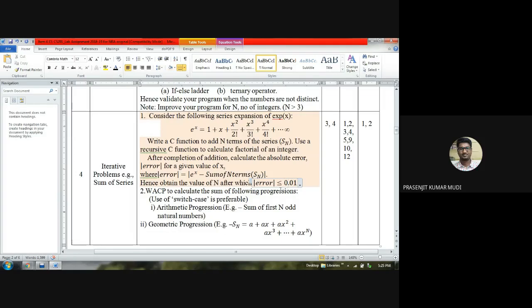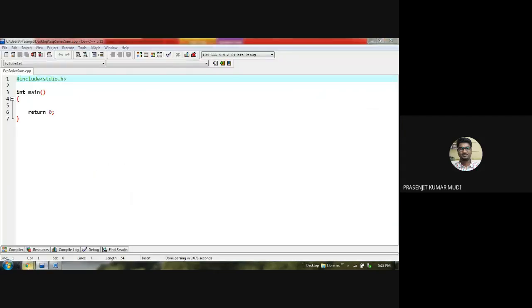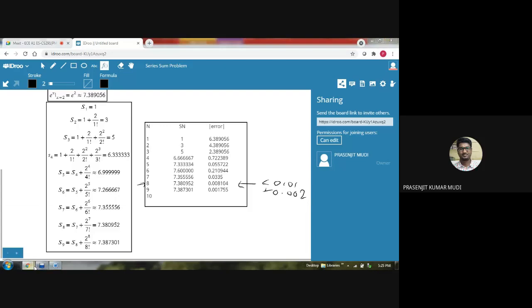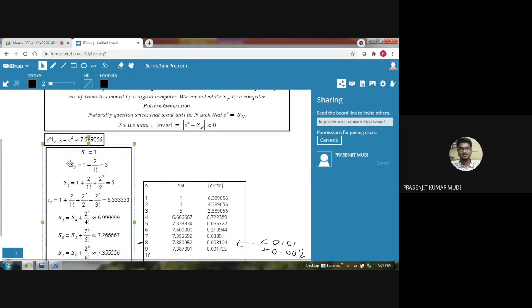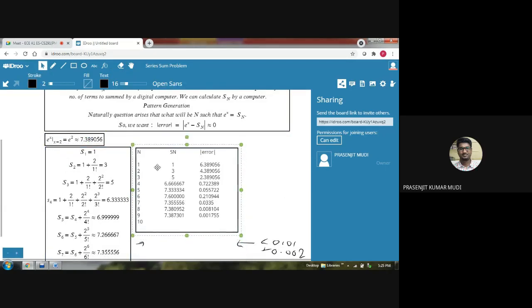Now, by programming, how can we solve this problem? That is our goal. This is the logic. Let's come to the program. So have a revision on this. Just revise this.